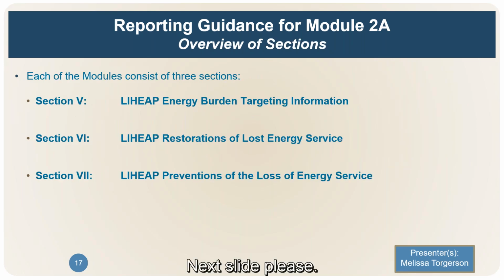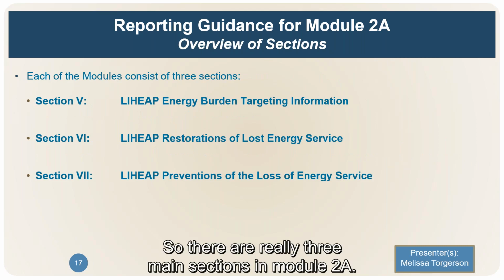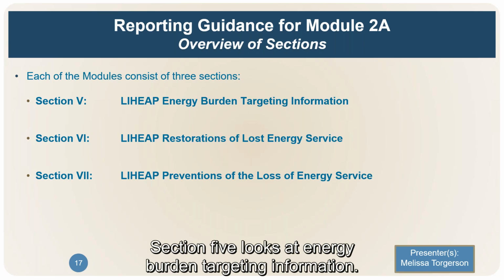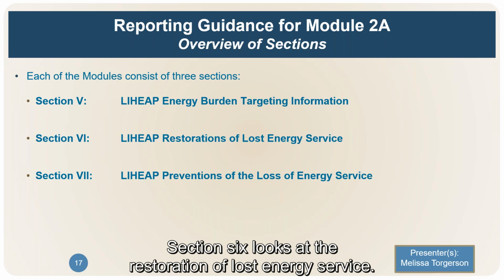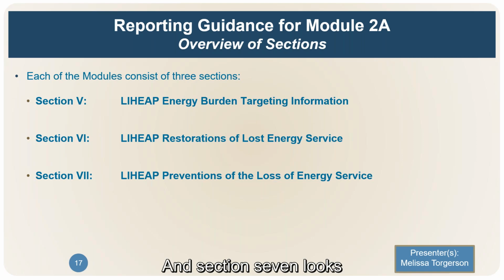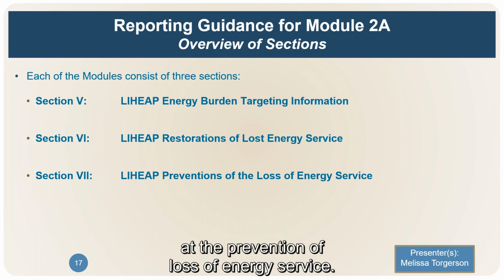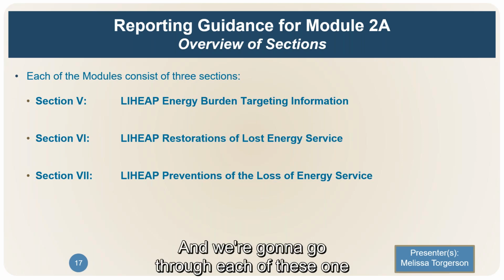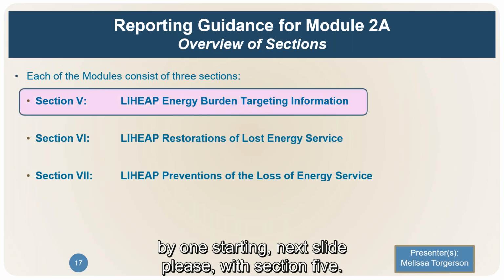So there are really three main sections in module 2A. Section 5 looks at energy burden targeting information. Section 6 looks at the restoration of lost energy service. And Section 7 looks at the prevention of loss of energy service. We're going to go through each of these one by one, starting with Section 5.